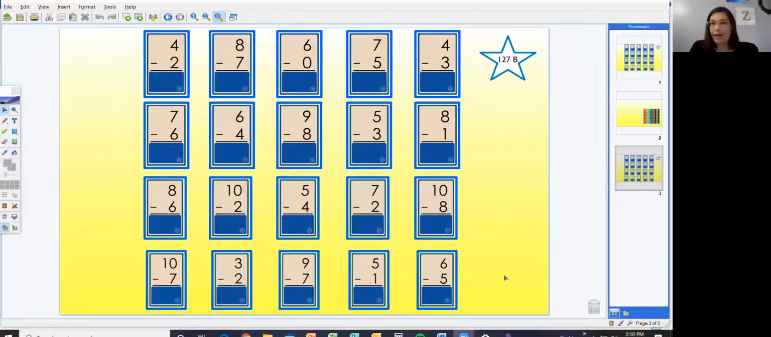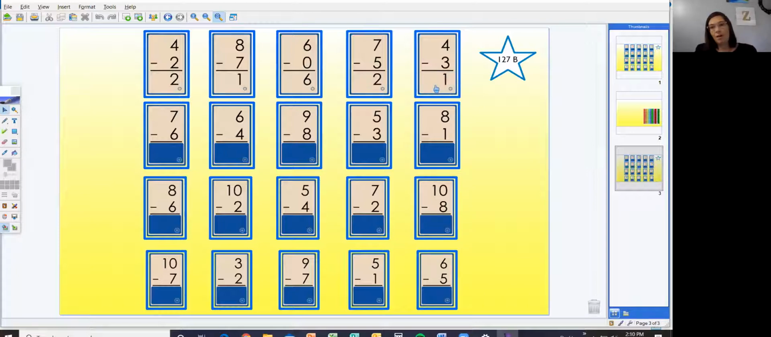All right, hopefully you got all the answers written down there. We'll go through the answers together here. We have 4 minus 2 equals 2, 8 minus 7 equals 1, 6 minus 0 equals 6, 7 minus 5 equals 2, 4 minus 3 equals 1. So check your work for that row. You can give yourself a check mark or smiley face if you got them all right.